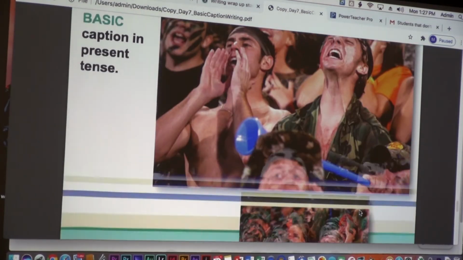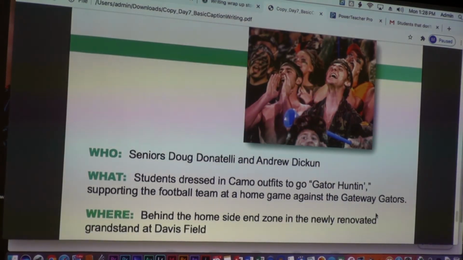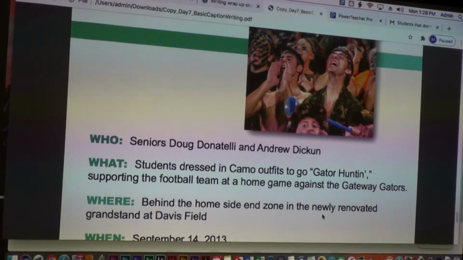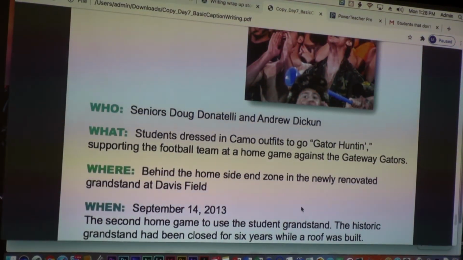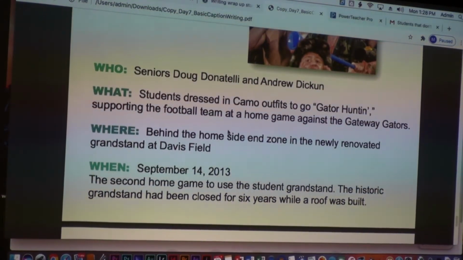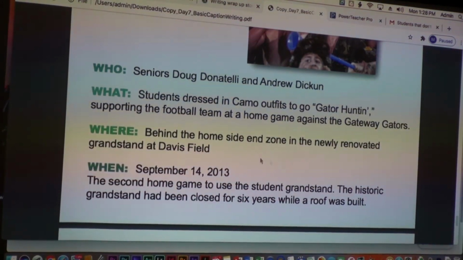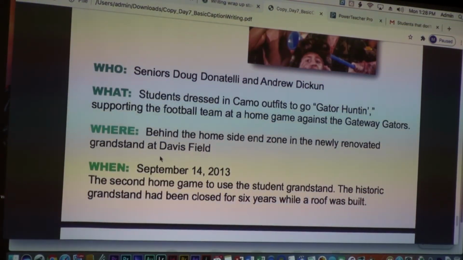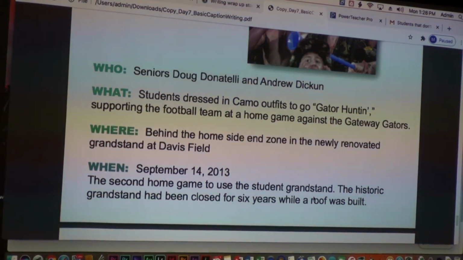All right. So let's just do this together. So here's our information. We've got seniors, Doug Denatali, Andrew Dinkin, dressed in camo outfits, doing Gator hunt, supporting the football team in a home game against the Gators. Behind the home side end zone in a newly renovated grandstand, Davis Field. When? September 14, 2013. Second home game. Use the students' grandstand.